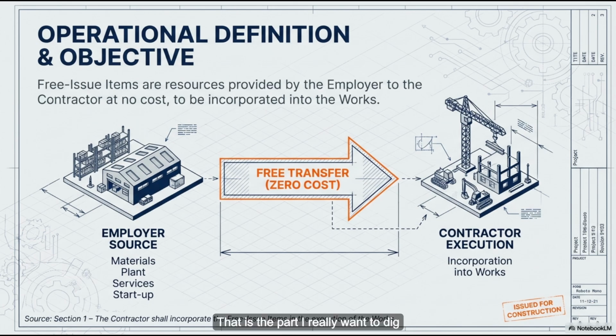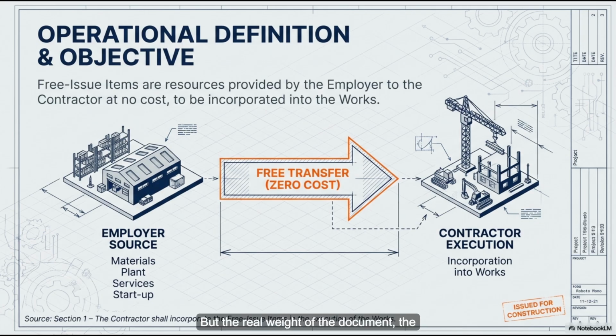That is the part I really want to dig into, because we aren't just reading a list of items here. We are looking at a literal transfer of liability. So let's start with the basic definition. When this document says free issue, what is the actual legal mechanism at play here? Well, Section 1 is really deceptive in its simplicity. It defines these items as simply being provided by the employer to the contractor free of charge.